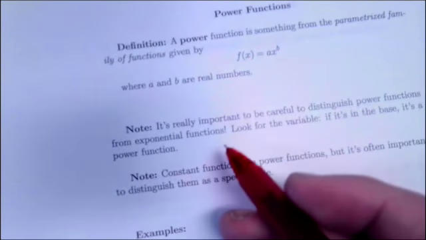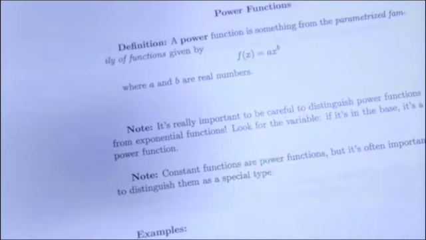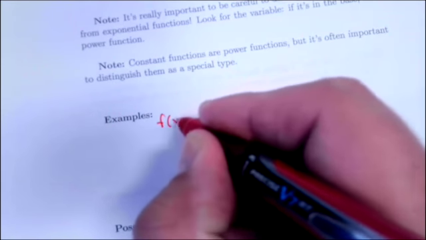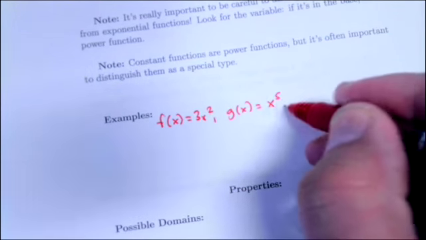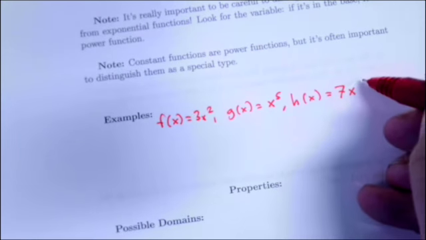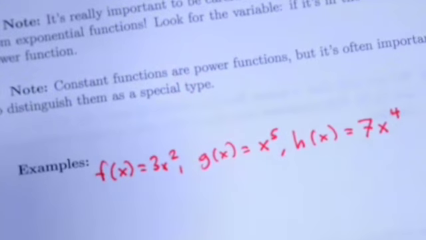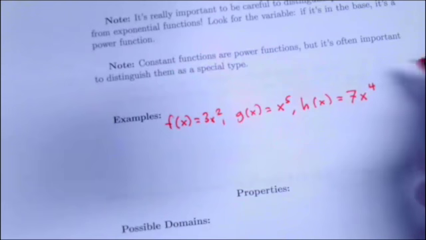It's really important to distinguish power functions from exponential functions. So last time we talked about some examples of power functions, things like f of x equals 3x squared, g of x equals x to the fifth, h of x equals 7x to the fourth. These are the somewhat obvious ones. These are the nice ones.